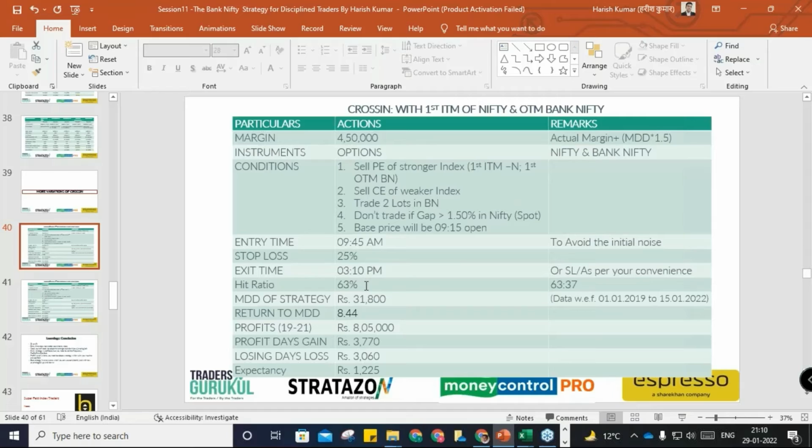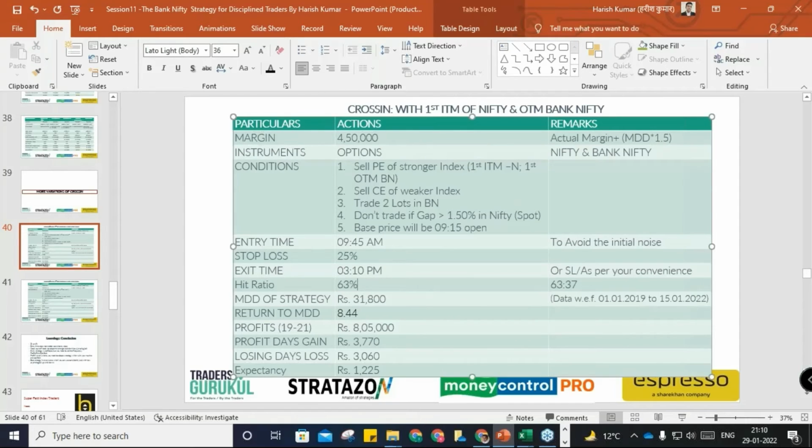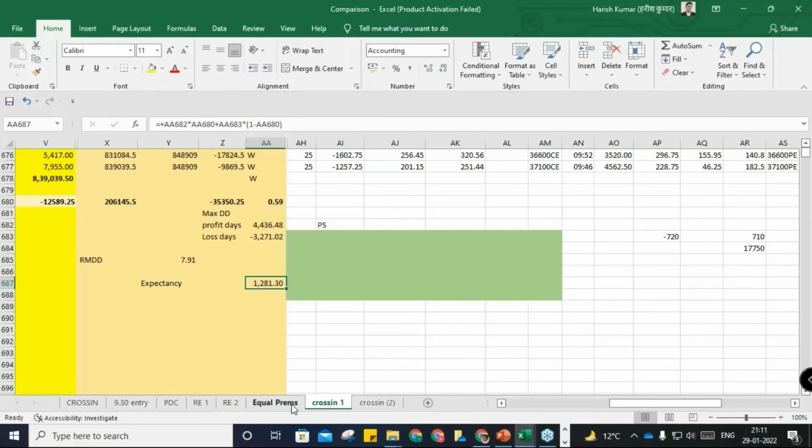Our hit ratio improves to 63%. MDD improves to 31,800. Return to MDD is also improved, 8.4. Profits are 8 lakh. Profits are almost same. My expectancy is 1225. Right. So this is on the basis of same data.